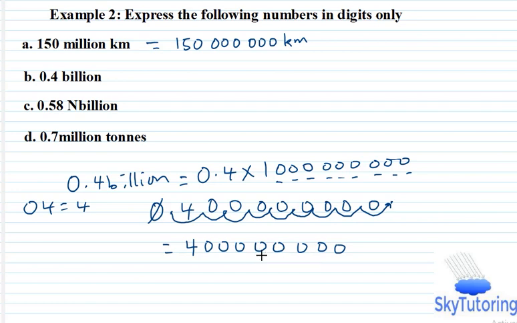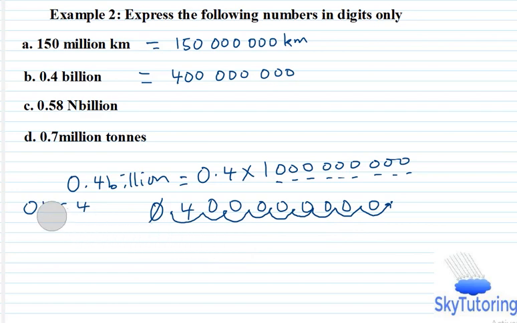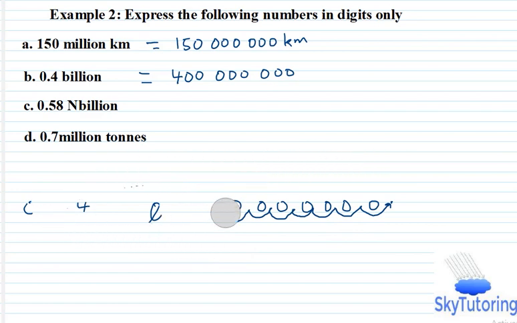If I'm splitting it by threes, you can see we have 400 million. So our answer will be 400 million. So 0.4 billion is equal to 400 million. Is that clear? All right, so let's see the next example of expressing numbers in digits only.